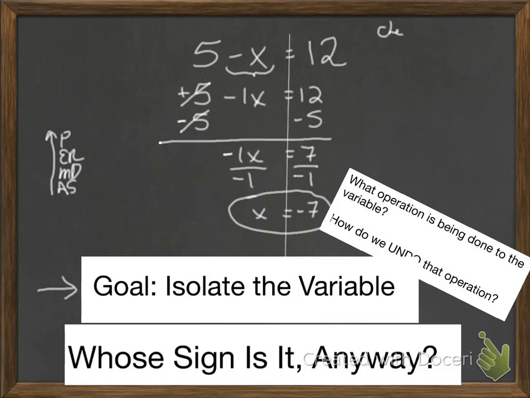Again, it's important to remember you can always check your work. So we have 5 minus x equals 12. So 5 minus negative 7 equals 12. Minus a negative is the same as plus a positive. So we get 12 equals 12, and our answer checks out.